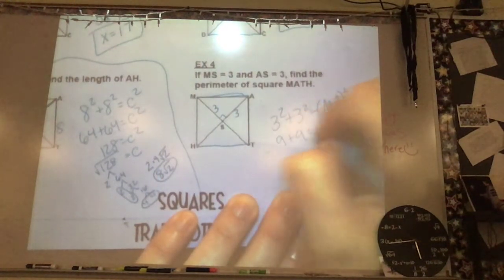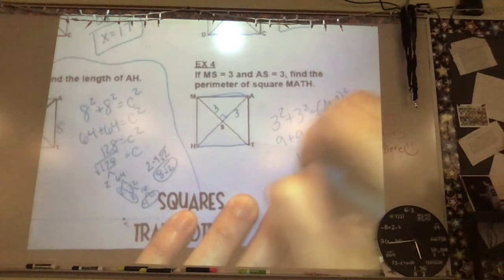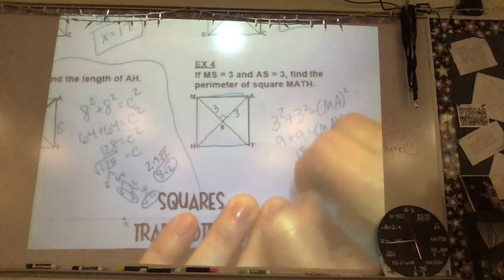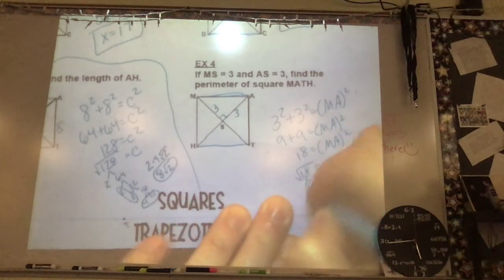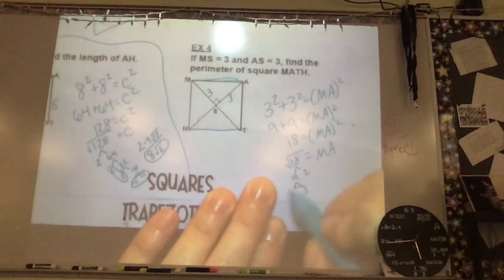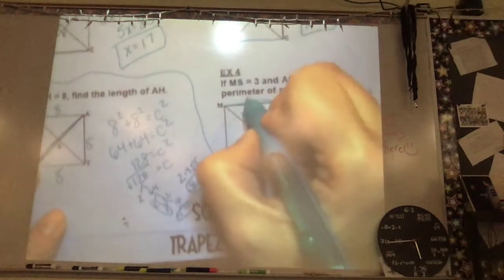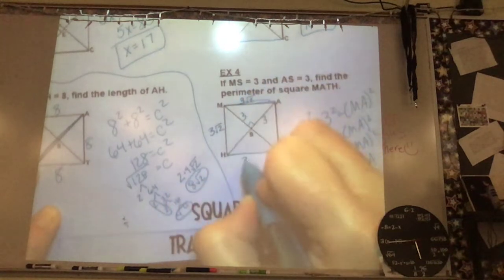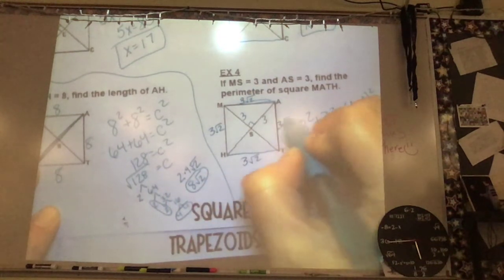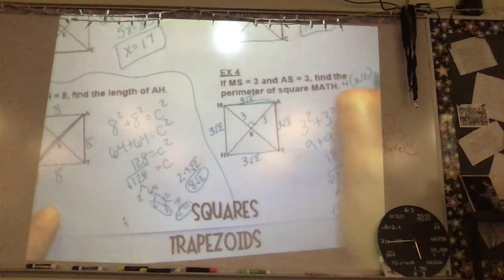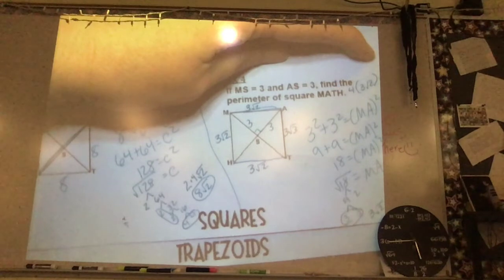So 9 plus 9 equals MA squared, so 18 equals MA squared. So MA is the square root of 18, which we obviously know is 9 times 2, and 9 is 3 times 3. So you have a pair of 3s here. They're going to go on a date and leave 2 home. So MA is 3 root 2. This being a square, all of the other sides also equal 3 root 2. So the perimeter is just 4 times 3 root 2, or 12 root 2.